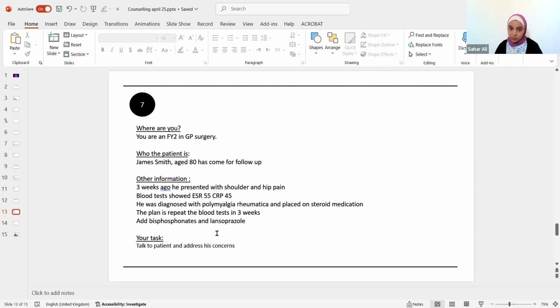So your task is telling the patient that you will repeat the blood test in 3 weeks. You will add bisphosphonates and lansoprazole, and you address his concerns, in addition to telling him stopping steroids is not advisable. You are not going to taper the dose now to stop; you are going to taper the dose to continue on the lowest dose of steroids for at least 1 or 2 years.